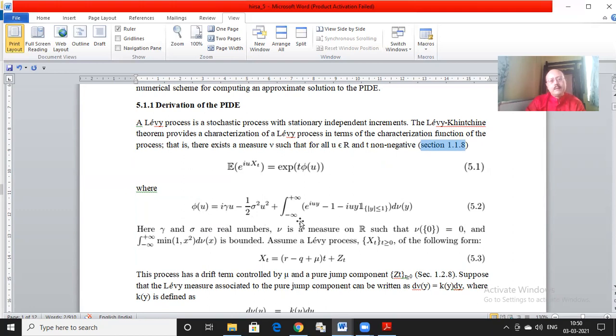The last term, this integral term, is the new one, which is the contribution from the jump process. So what we will need is a measure nu, which will, hopefully, admit a density. And this part here is the correction part for the jump process.